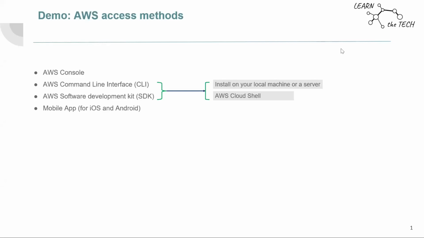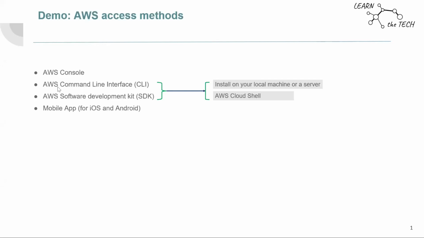Okay, so hello everyone. In this video, you will see the different ways you can use to access AWS Cloud. AWS provides a console. Through your browser, you can log into AWS Cloud, navigate to different AWS services, and then launch an instance or take a database and so on.